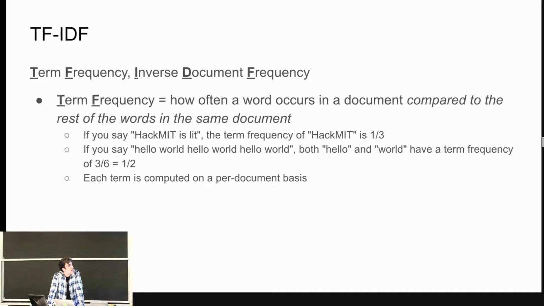To start, term frequency, which is the first part of this phrase, is very straightforward. It's just how often a word occurs in a document compared to the rest of the words in the same document. So in the sentence "hack MIT is lit", there are 3 words in there, and so that's the denominator. To look at a given word like "hack", its term frequency would be 1/3. And in "he said hello world, hello world, hello world", both "hello" and "world" occur 3 times, and we have 6 total words, so they have a term frequency of 1/2. These are computed on a per sentence or per document basis, which is a little different than inverse document frequency we'll cover next. Any questions about term frequency so far?